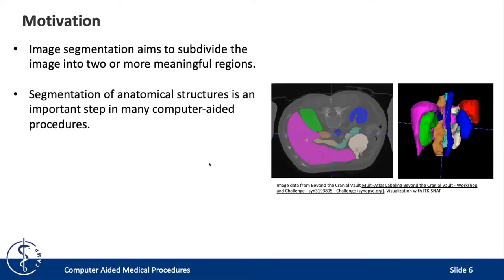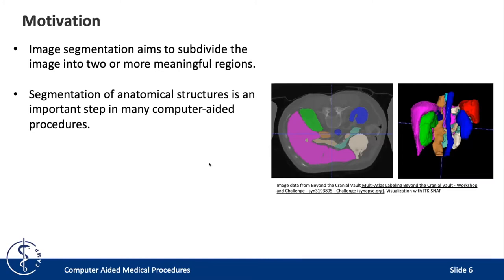The segmentation of anatomical structures in general is an important step in many computed medical procedures. It could be useful, for example, to reduce the region of interest, so that we can focus only on one particular region to work with. It can also be used to localize some anatomies inside the body.